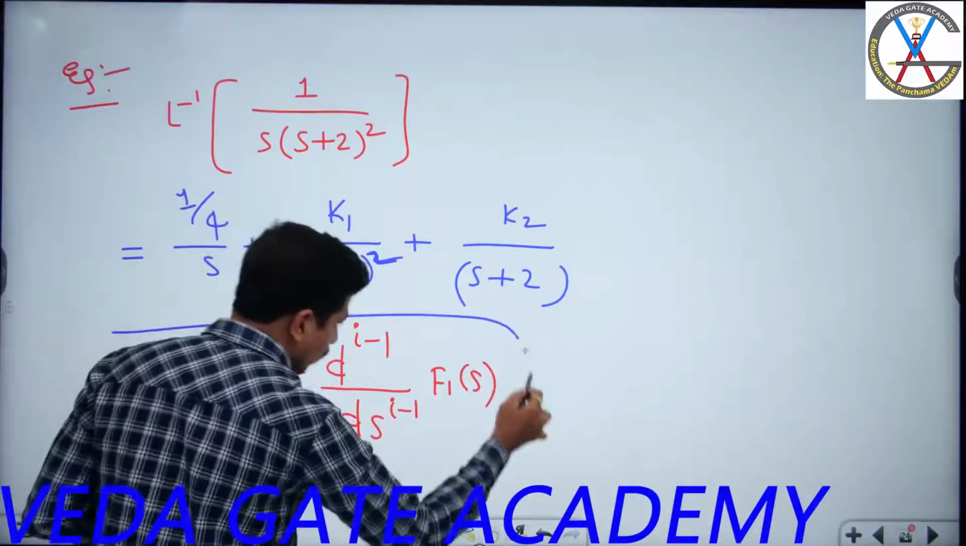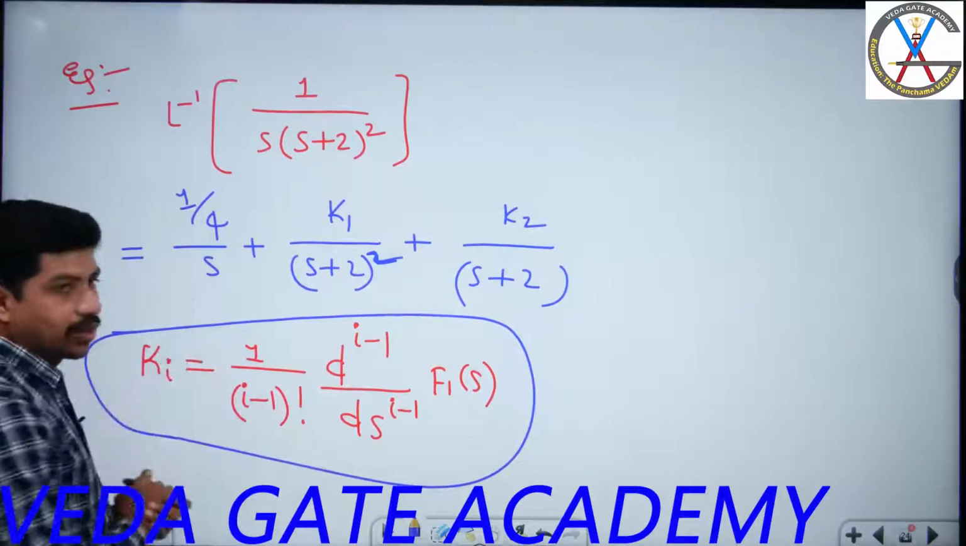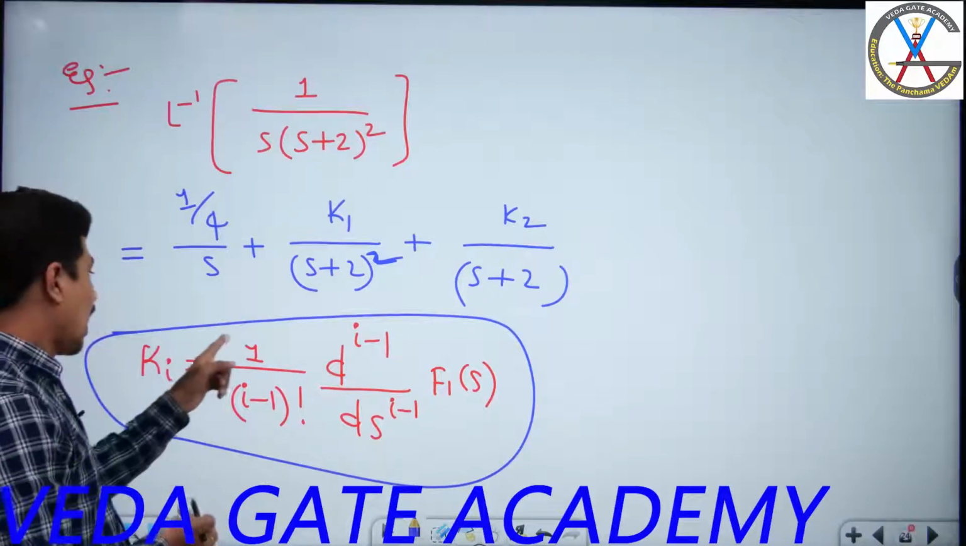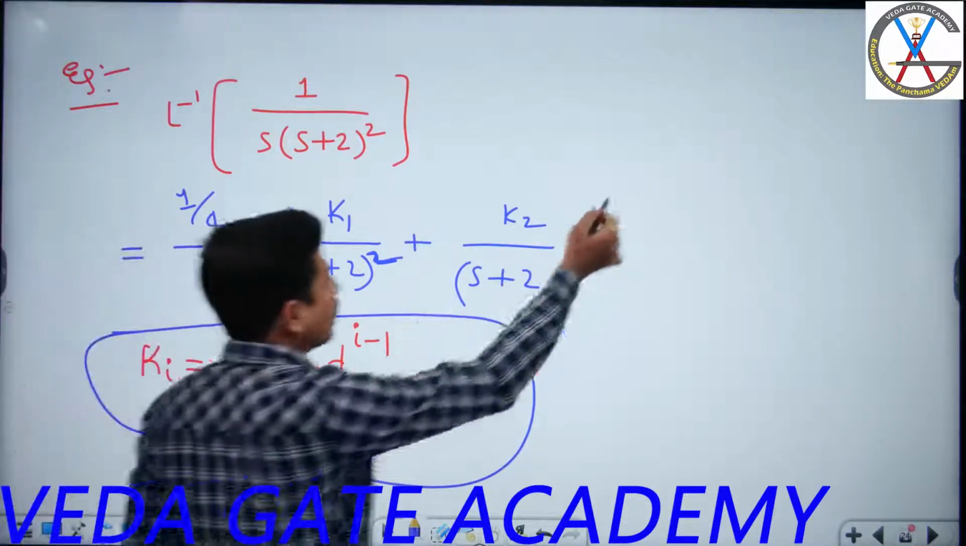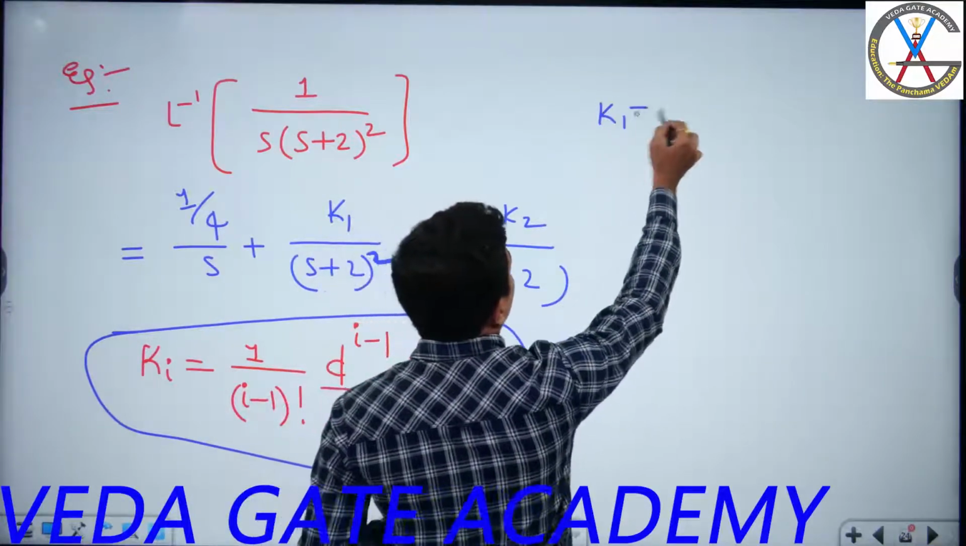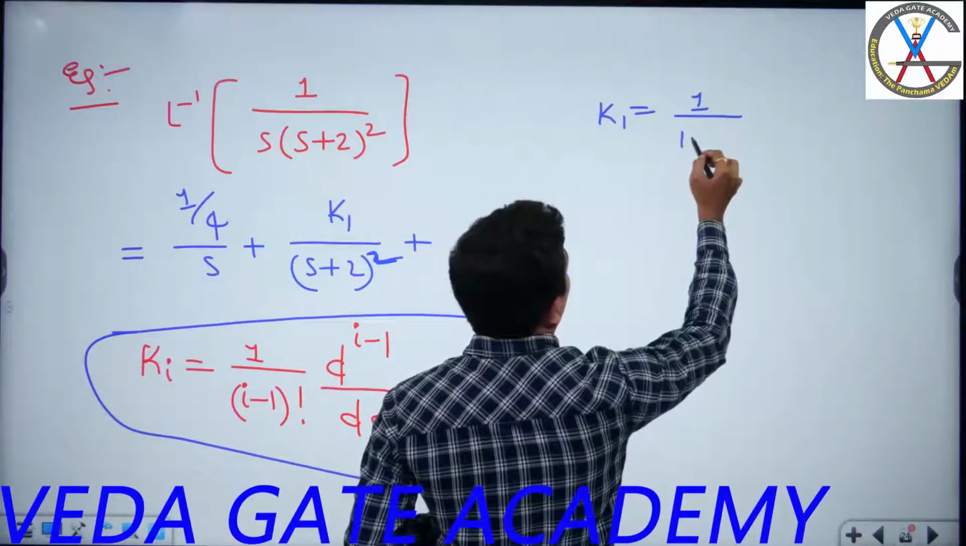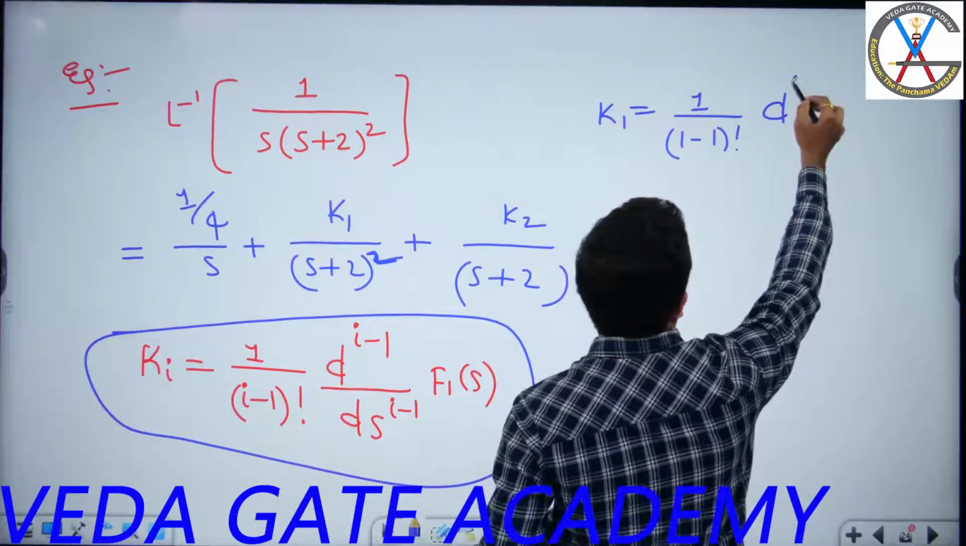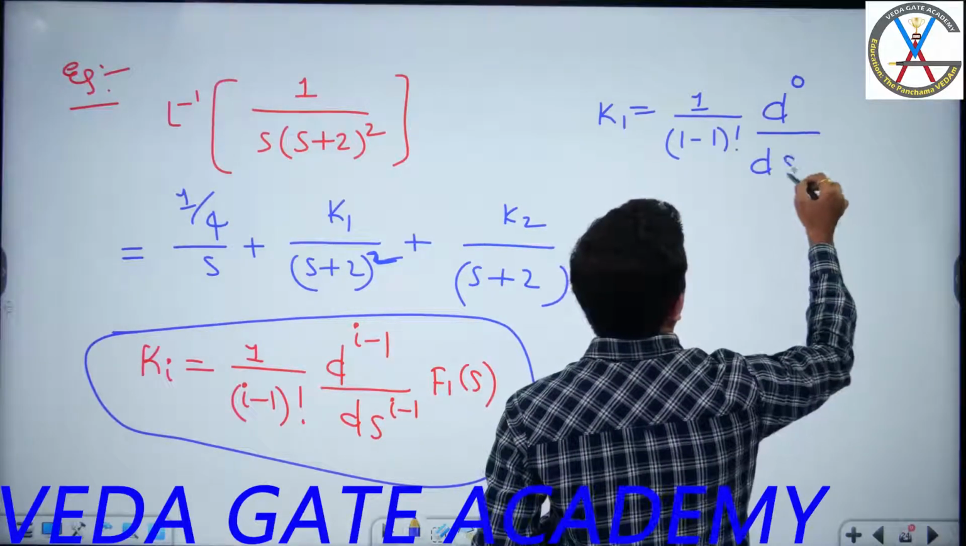How to execute this one we are going to see. Ki, with i equal to 1 here, means we want to find k1. K1 is equal to 1 by (1 minus 1) factorial times d^(1-1), that is d^0, by ds^0 of f1 of s.